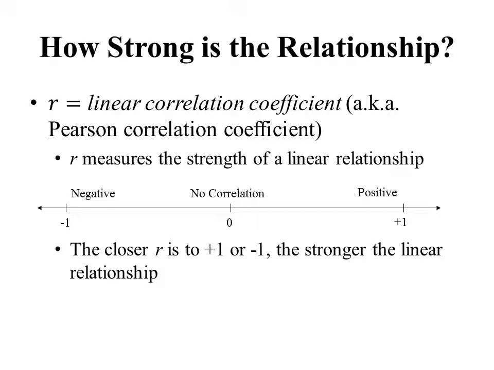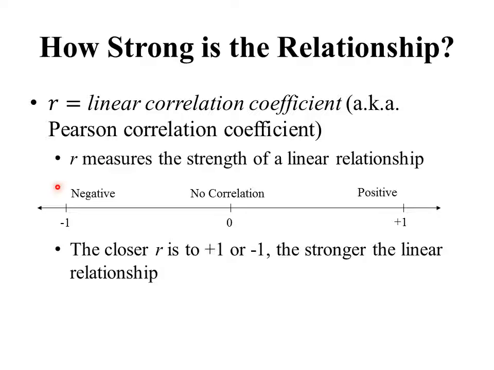We're going to measure this with a quantity that we will denote R, which is also called the linear correlation coefficient, or the Pearson correlation coefficient. Pearson was a famous statistician who did some pioneering work in the early 1900s. R measures the strength of a linear relationship, and it takes values between -1 and +1.